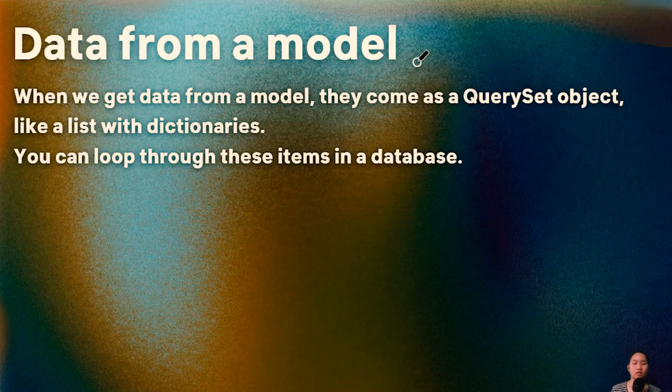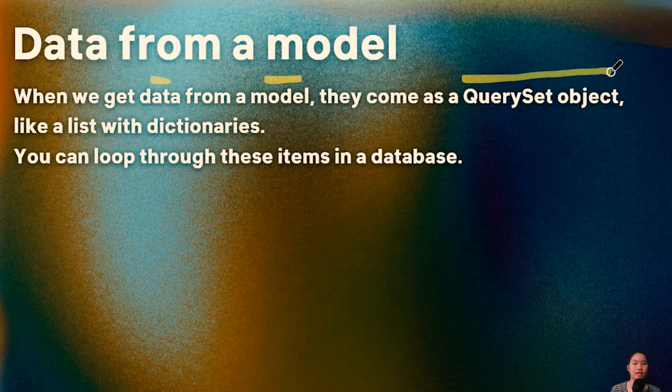Now let's move on to data from a model. When we get data from a model, they come as a QuerySet object. A QuerySet object has different properties, which we're going to dive into in a future lesson. But for now, let's just go with it as is: a QuerySet object, like a list with dictionaries. So it's one dictionary after another.